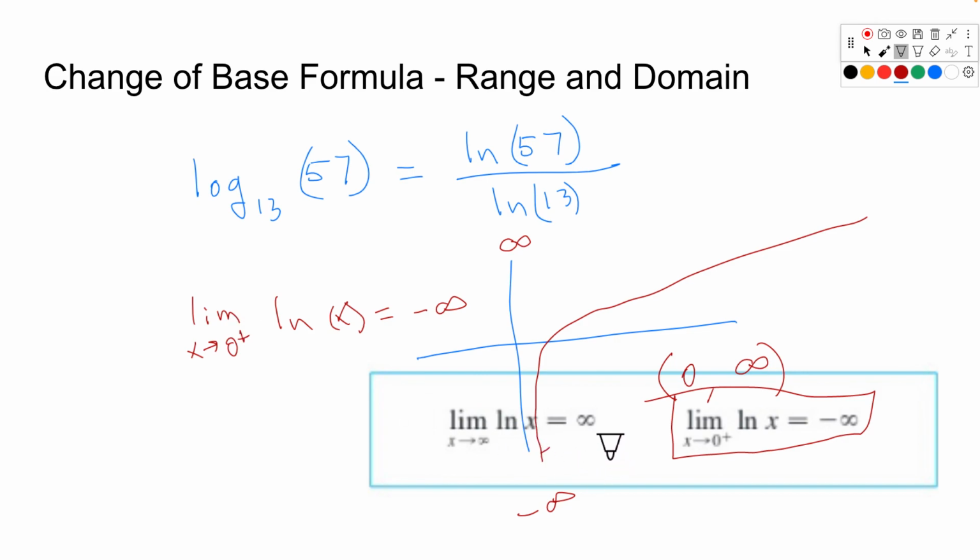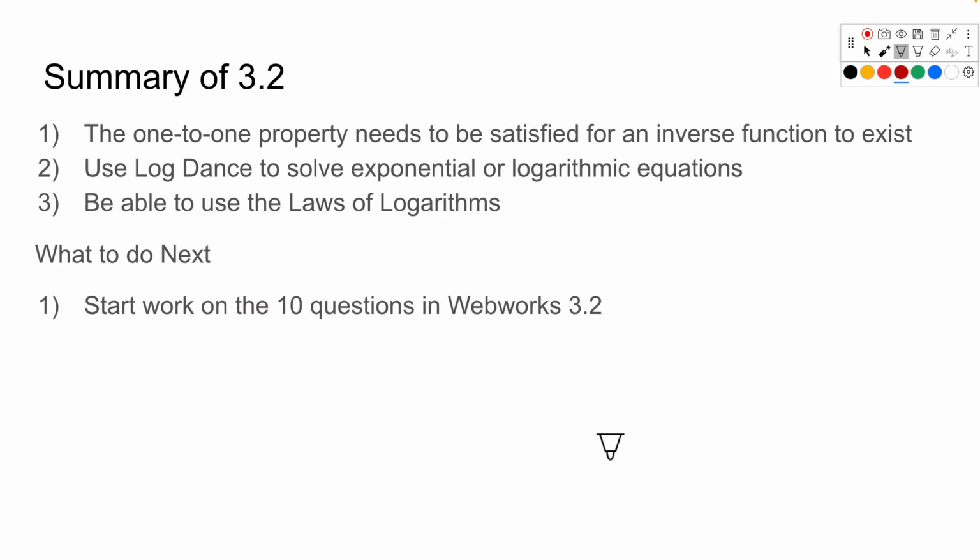Also, as x gets large, the logarithm does get large, very slowly. So know the one-to-one property that lets us know we can get an inverse, and use the laws of logarithms. There are 10 questions in the homework. Start working through those, and we'll get back more into calculus on Wednesday.